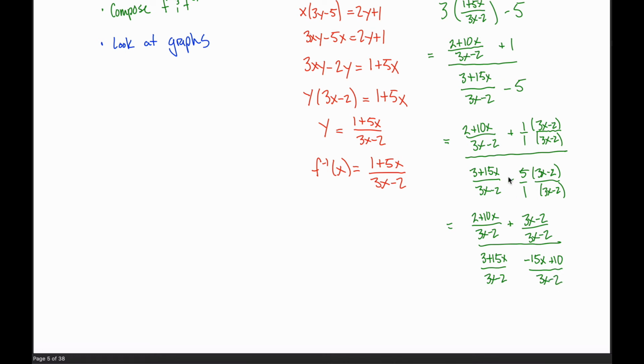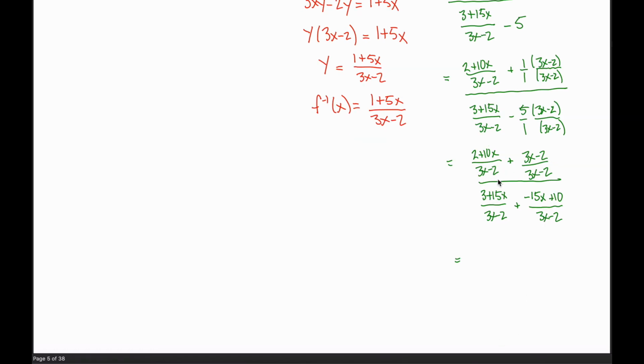And because I took the negative 5 and distributed through, I'm not subtracting anymore. This becomes a positive. If I stare up at the numerator here, I have the same denominator, 3x minus 2, so I can just add up the numerators. The 2 and the negative 2 will cancel each other out, and the 10x and the 3x will leave me with 13x. So I have 13x over 3x minus 2, which was my common denominator.